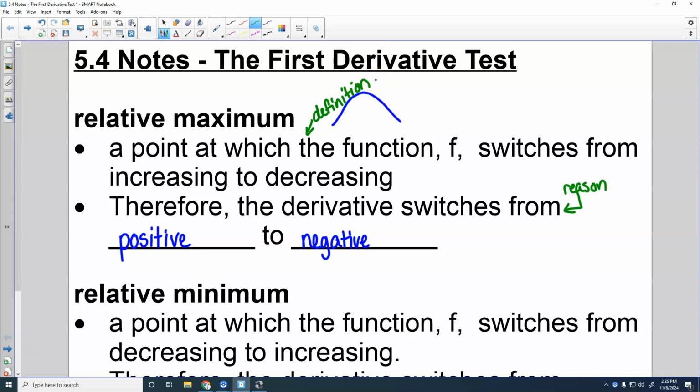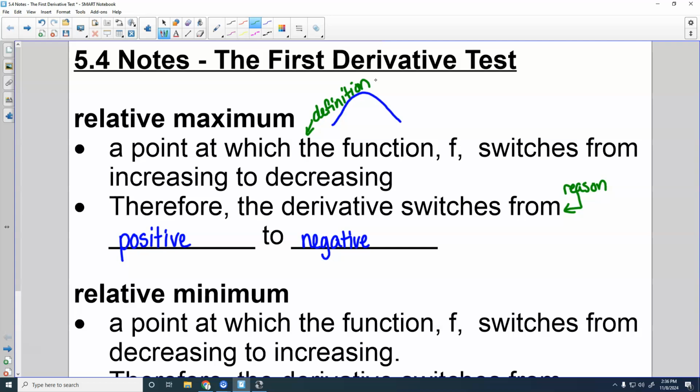Whenever they ask us to find a relative maximum or minimum, we cannot say that there's a maximum here because the graph of f switches from increasing to decreasing. That is like the definition of a maximum. They already asked you for it. It doesn't show you know how to find it, right? It just says that you know what the definition of it is.